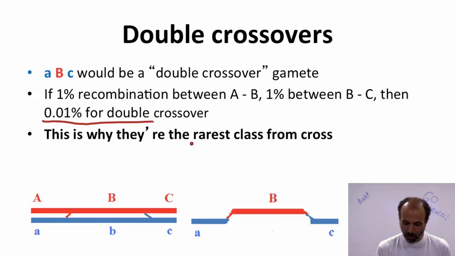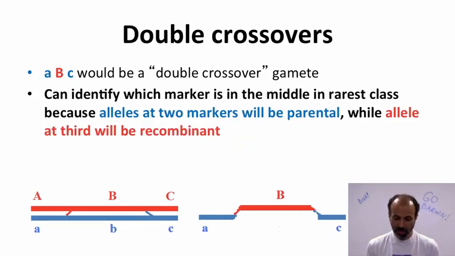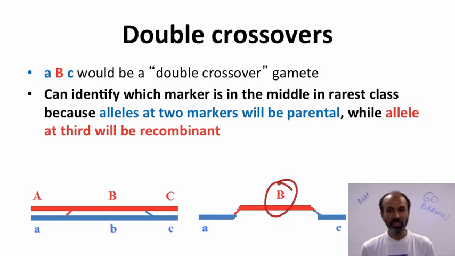Essentially, you're taking a rare thing and multiplying by the probability of another rare thing to get this double crossover class. They will always be the rarest class from any particular cross. And again, you can identify which marker is in the middle because it will be that rarest class. The alleles at two markers will be parental relative to each other, while the allele at the third will be recombinant. So we could have immediately looked at the previous slide and said, oh, I see that little a, big B, little c is the least frequent category. Therefore, this must be the double recombinant. And if you know it's a double recombinant, you immediately know which one must be the one that's in the middle. So we can leverage this.